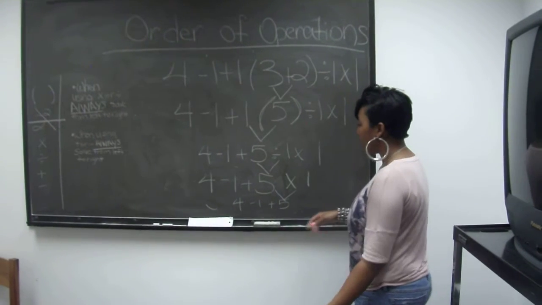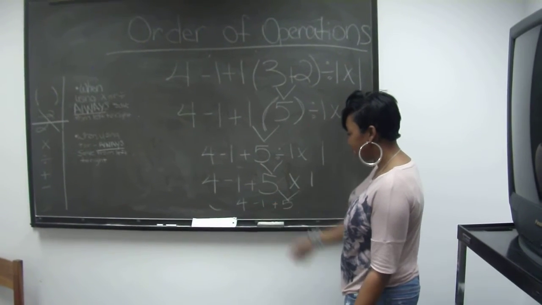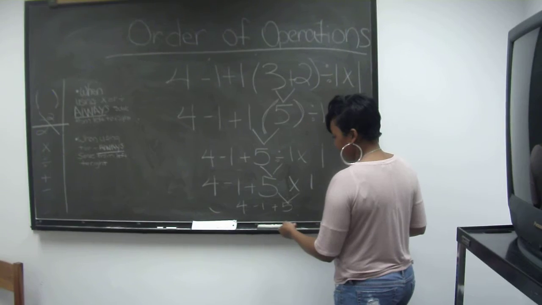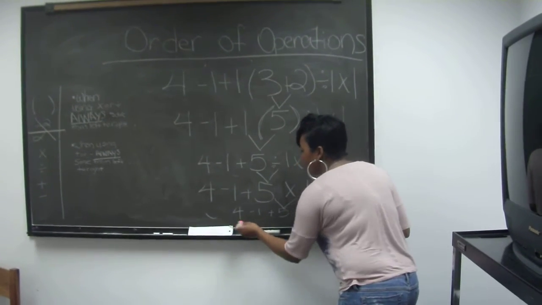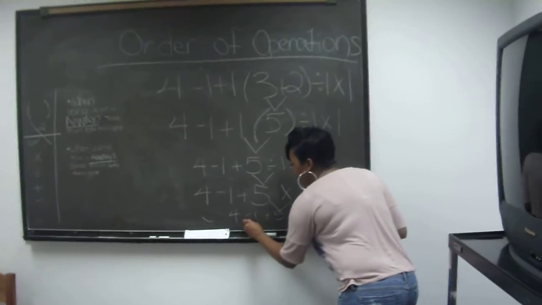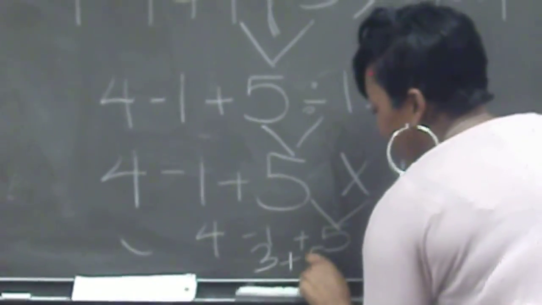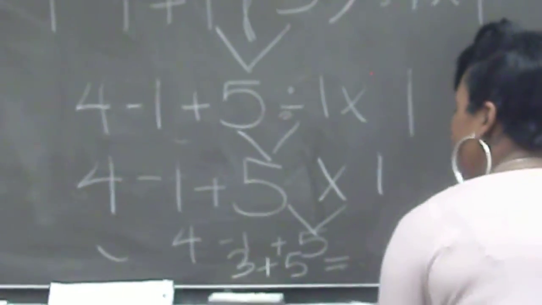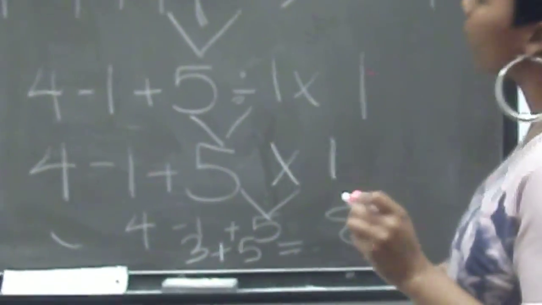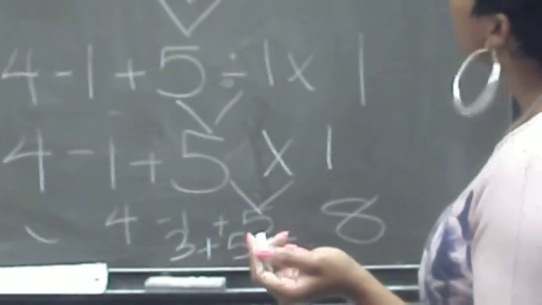Okay. What's the next step that we have, class? Subtraction. Okay. So 4 minus 1 is what? 3. And we're going to bring the 5 down. And 3 plus 5 is 8. So you've done an order of operation problem.